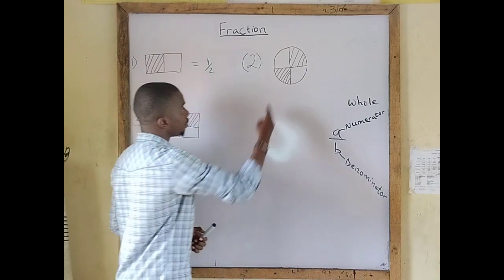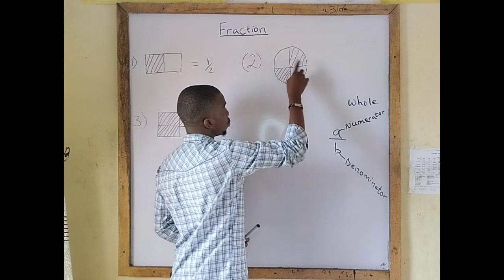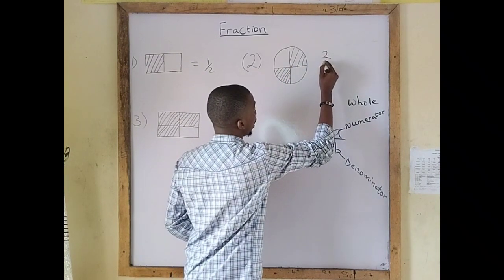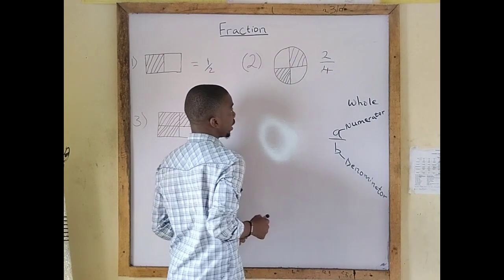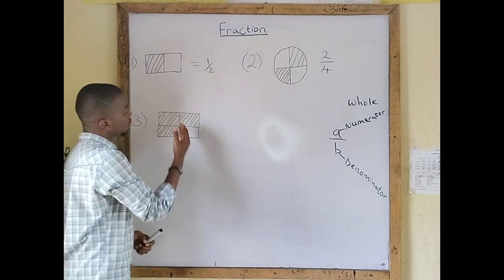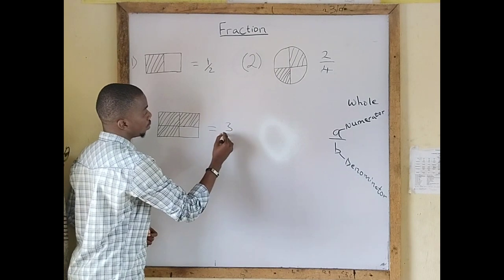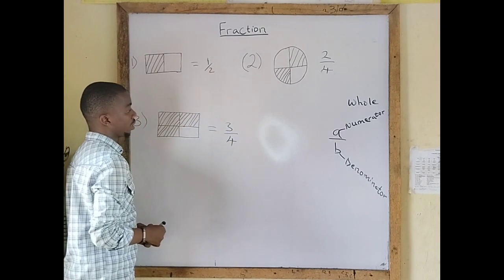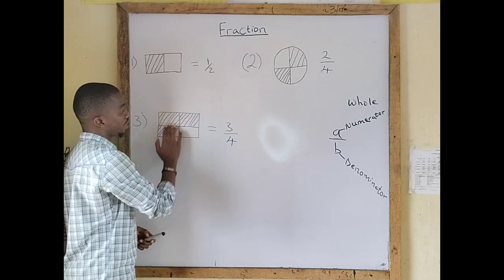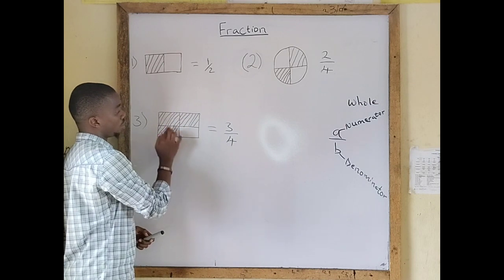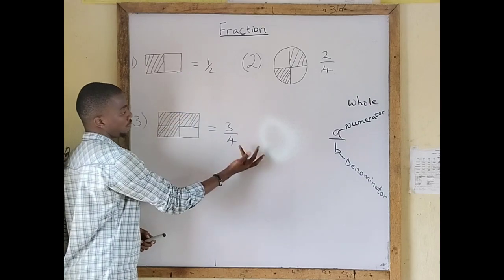For the second one, the total number of parts here is 4, and the part shaded is 2. So we can write 2 all over 4. That's 2 taken out of 4. We can also represent this as 3 all over 4. The total number of parts here is 4, and the parts shaded is 3. 1, 2, 3. So this is 3 all over the total number of parts, 4.